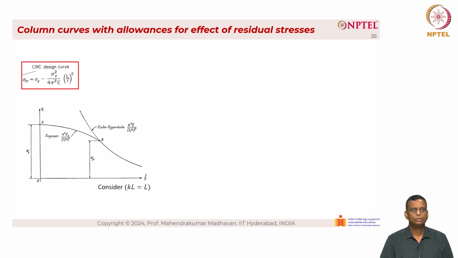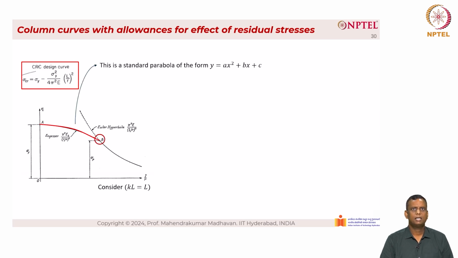So this gives a closer view of the CRC curve. The first part of the curve is basically the curve from Engesser, which includes the tangent modulus, pi square E sub t divided by L by r the whole square, which starts from A and ends at B. And then from B onwards to the right, basically it is a part of the Euler hyperbola, pi square E divided by L by r the whole square. The x-axis is the slenderness L by r and the y-axis is the compressive stress sigma sub c.